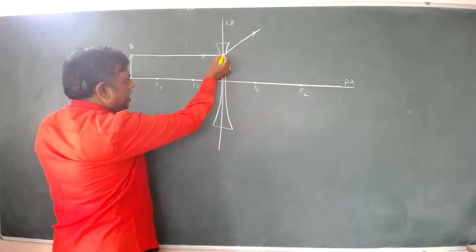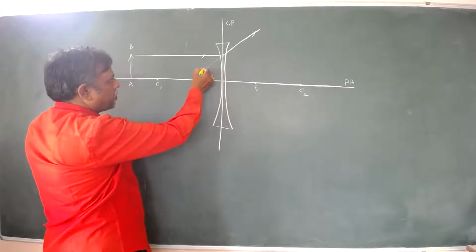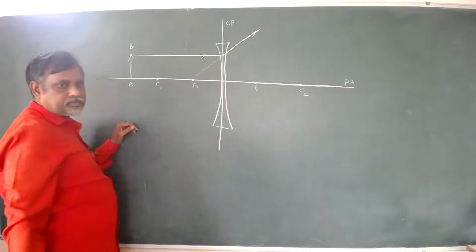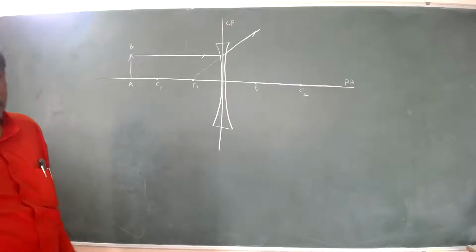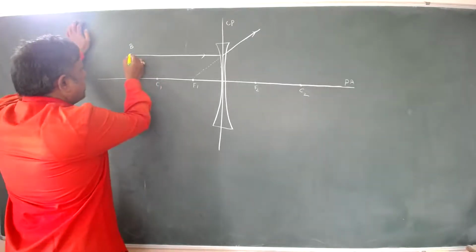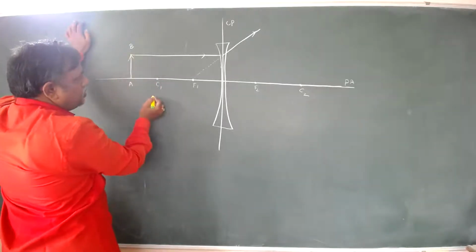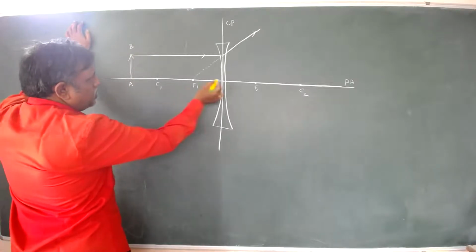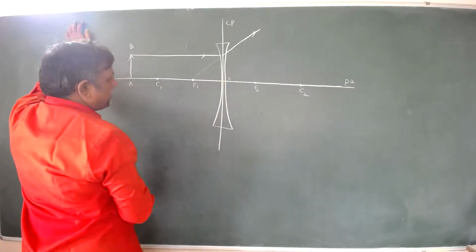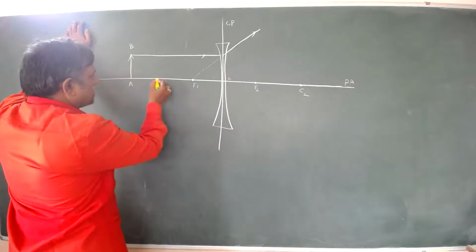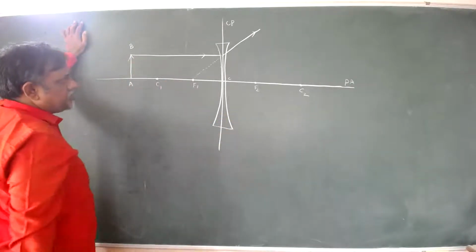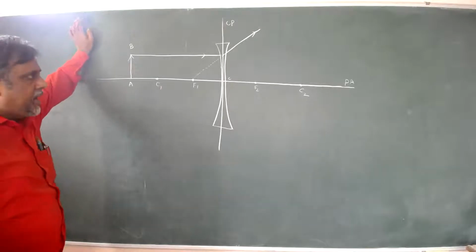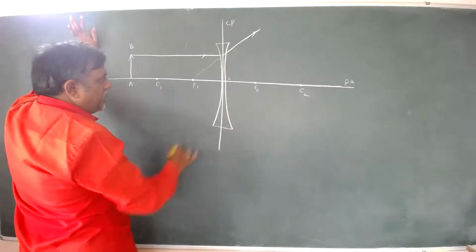Divergence. This light ray seems to be coming from the focus. This light ray seems to be coming from the focus. And one more light ray you need to take that passes through the optic center. Otherwise, one more light ray that passes through this focus you take. Anywhere you can take.